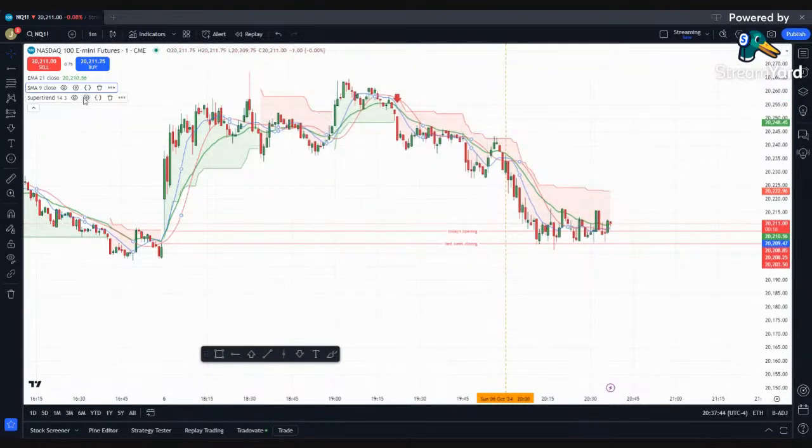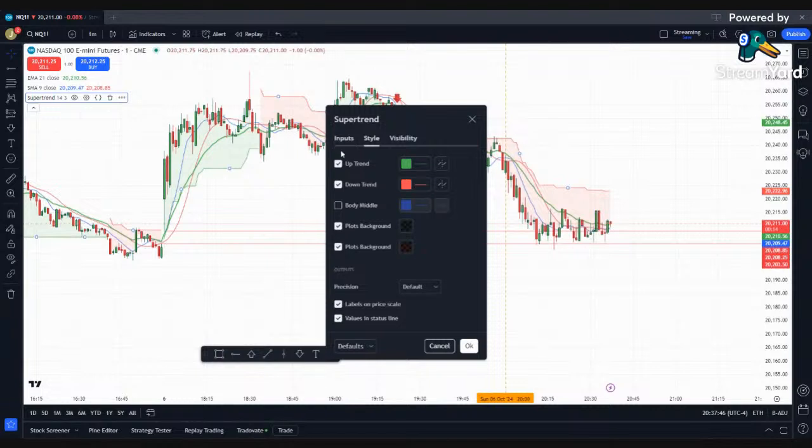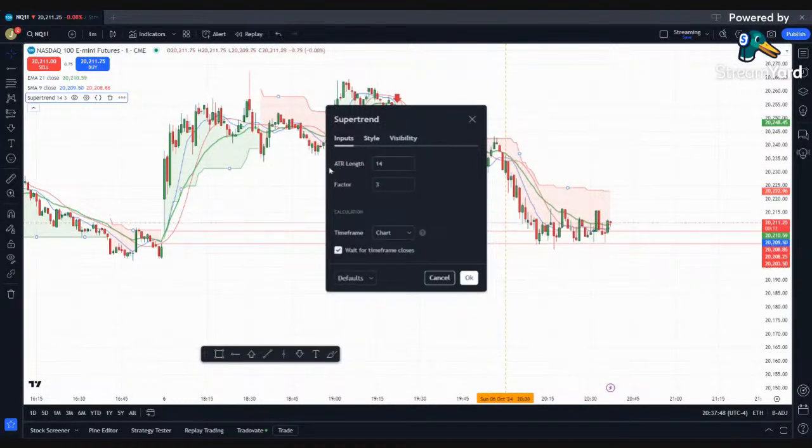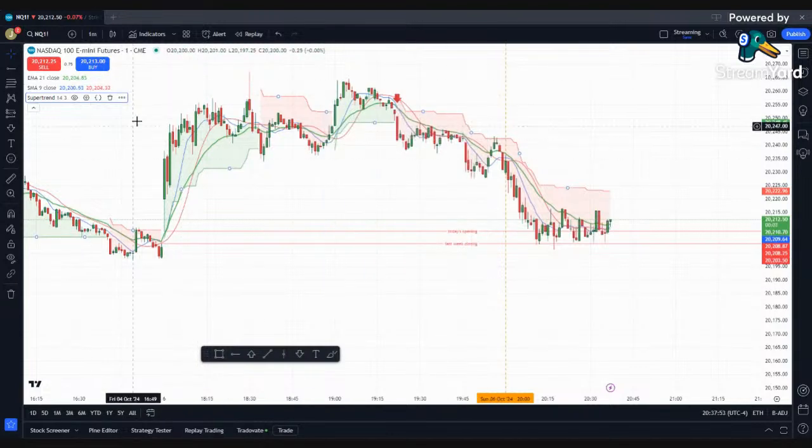And then after that we have the Supertrend. For the Supertrend, our input is the average true range, the length should be 14 and the factor is 3. That's it. That's the only indicators we need. Nothing fancy about this strategy.